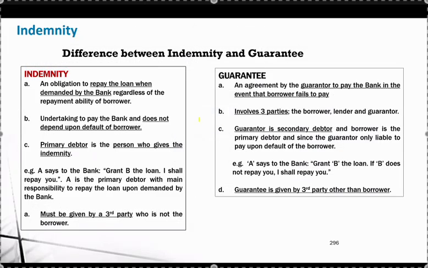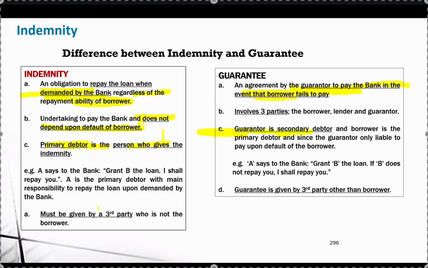And what's the difference between indemnity and guarantee? Indemnity means the obligation to repay the loan when demanded. It is regardless of repayment ability of the borrower. The undertaking to pay the bank does not depend upon borrower default. So they are the primary debtor. Guarantee is a secondary debtor. They will only pay in the event the borrower fails to pay. But in both scenarios, indemnity and guarantee are given by third parties. You have to know this for exam.